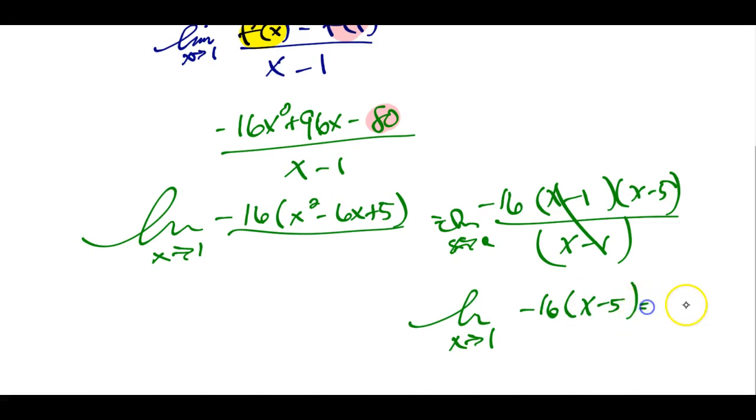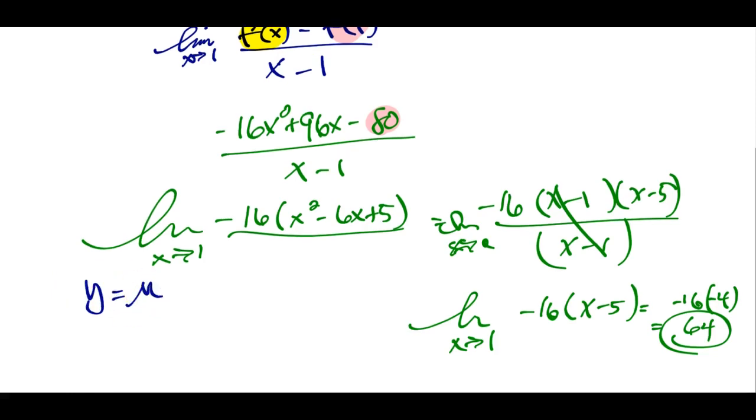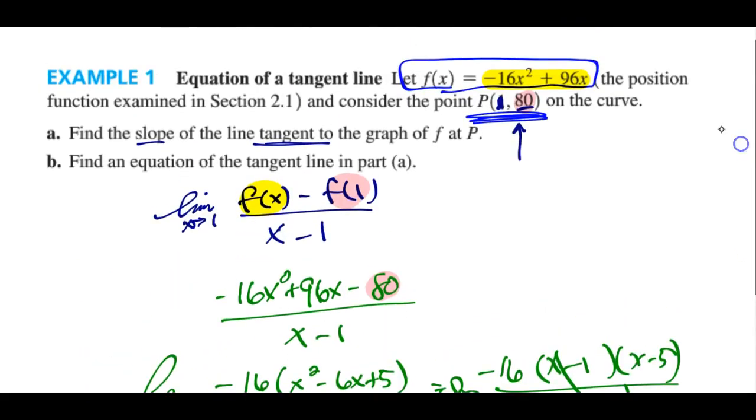And if I plug that in correctly, I will get negative 16 times negative 4, or a whopping 64. So now I found the slope. So let's go write the equation. And again, you can go to y minus y is equal to slope times x minus x, equals mx plus b. And we were given an x and a y value. So up here, x was 1 and y is 80.